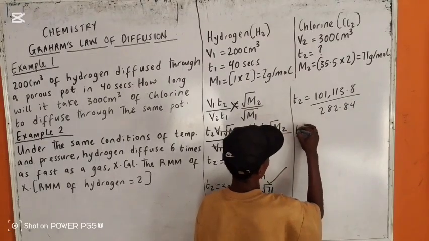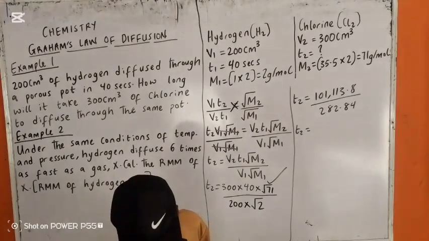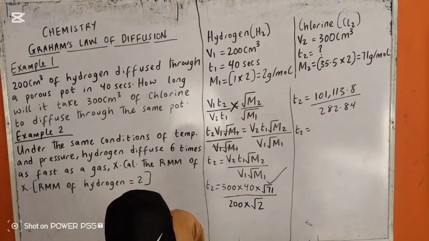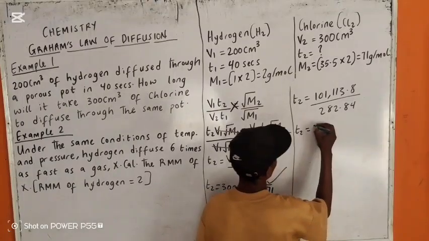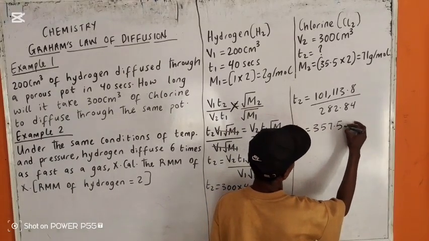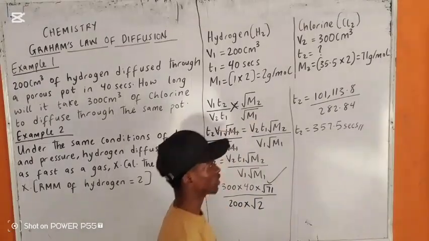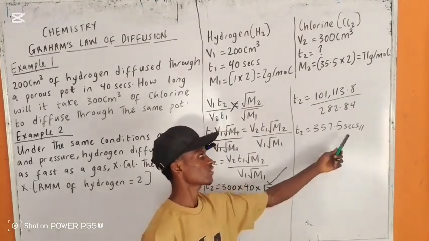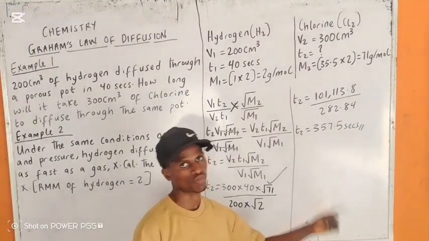282.84. So our T2 now equals, when we divide further, we get 357.5 seconds. So this is our final answer. This is the answer for number one.